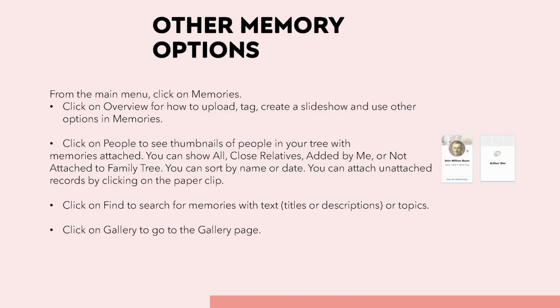So there are a lot of other options that we have in the gallery, or to get things into the gallery. So there are other things that you can look for also in memories. The first thing is to look at memories itself. From the main menu on the main page, you're going to click on memories, and you're going to click on overview. If you click on the overview, it will help you to know how to upload, how to tag, how to create a slideshow, which is really awesome. We did that for my mom's funeral.